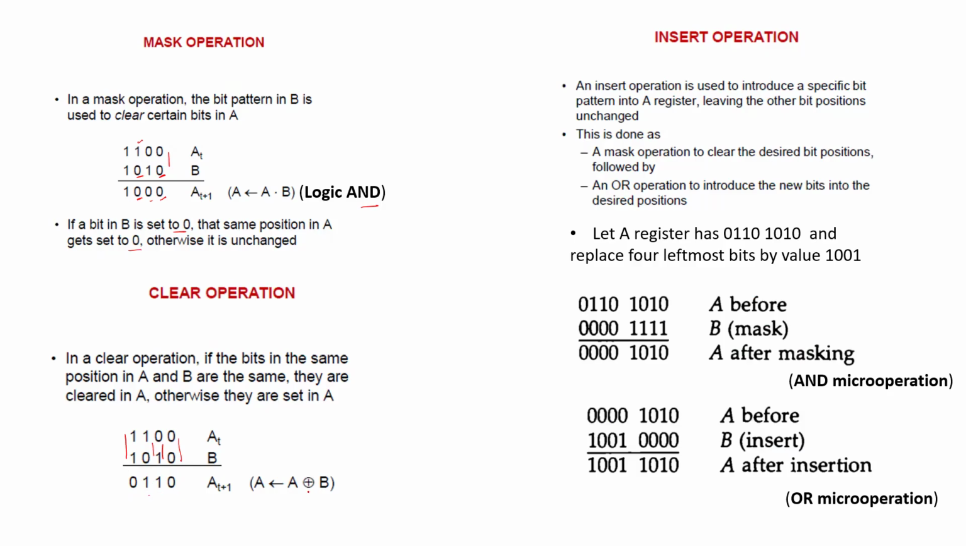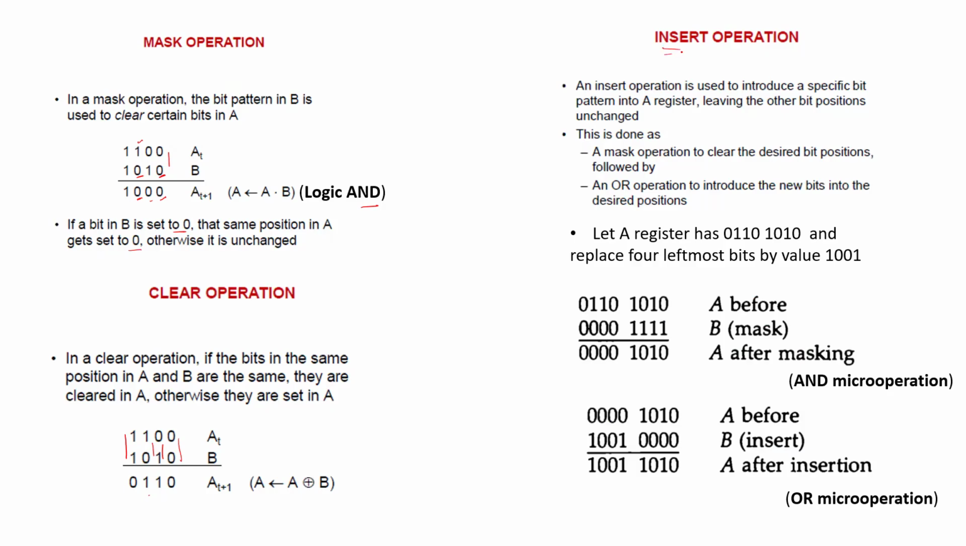So which operation is this? XOR: 0, 0, 0, 0, 1, 1, 1, 0, 1, 1, 1, 0. What is the logic here? If both have the same bits in the same position, then it will be cleared, meaning it will become 0. Otherwise, it will be 1.